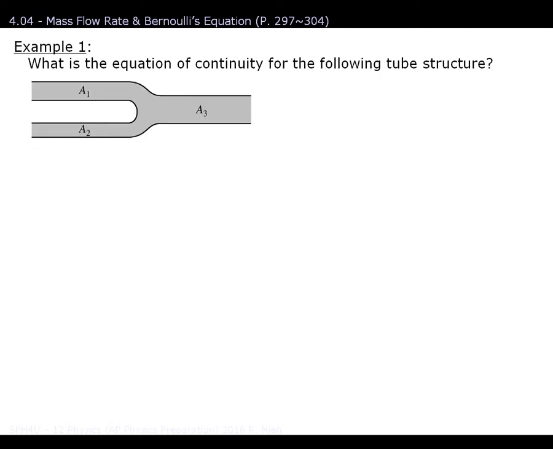Here's our first problem. Let's say that we have two tubes merging together into one larger tube. Using the equation of continuity, what would the formula be? Well, we know that the amount of mass of fluid entering in must match out to the amount of mass flowing out. So mass 1 into tube 1 plus mass 2 into tube 2 must equal mass 3 coming out of cross-sectional area 3. Or we can also represent this by A1 V1 plus A2 V2 is equal to A3 V3.